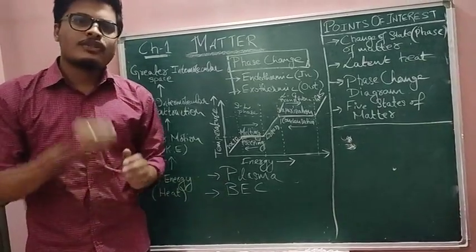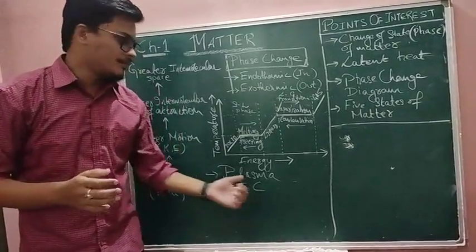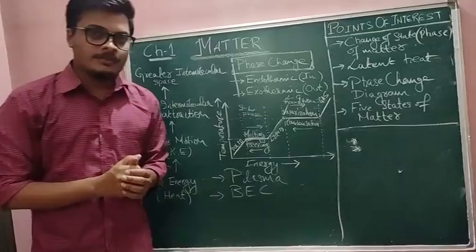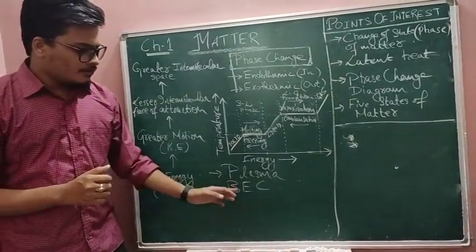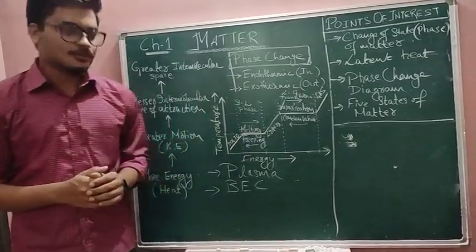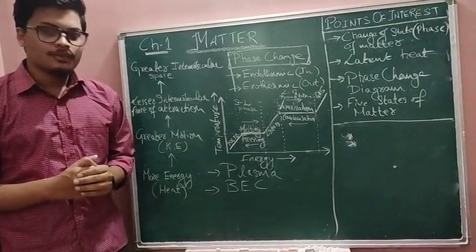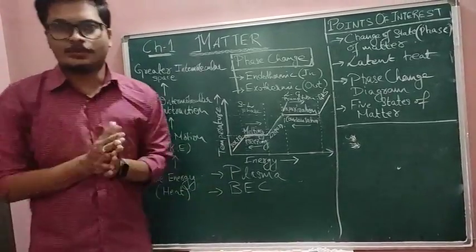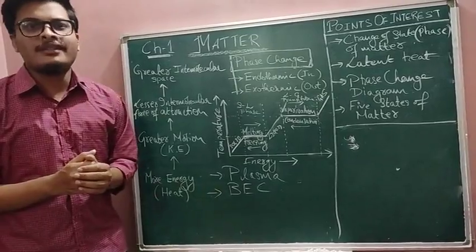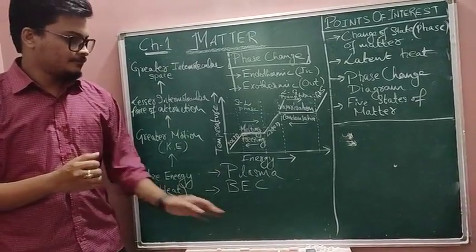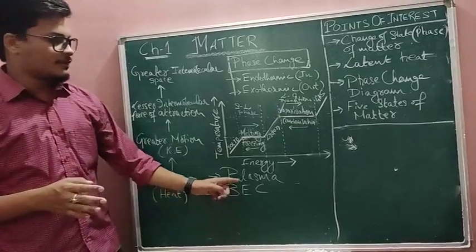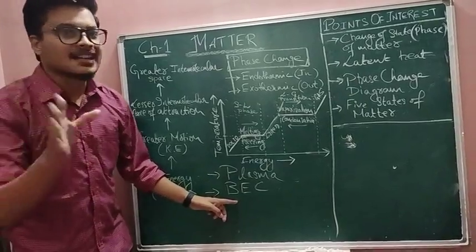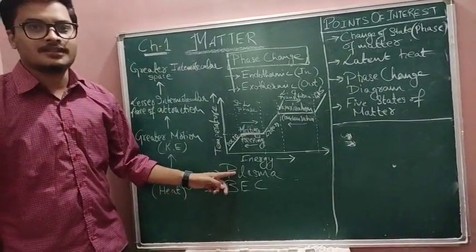Plasma state is a super excited state. The particles in this state are very much excited, a super excited state called plasma state, whereas BEC, that is Bose-Einstein condensate, is a state in which the temperature is very low. It is absolute zero, that is minus 273 degrees centigrade. Clear? The temperature over here is very low, whereas the temperature over here is very high. You can term this a super unexcited state, and this a super excited state.